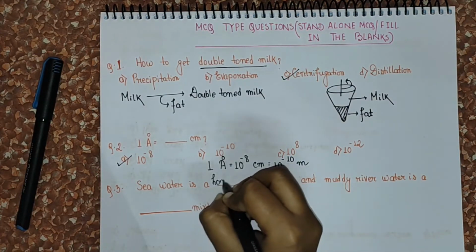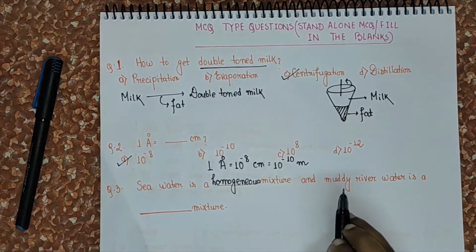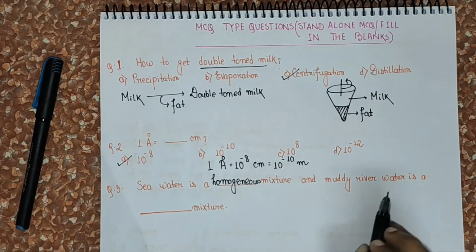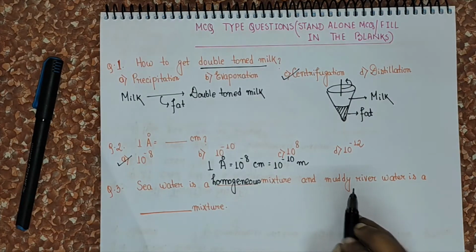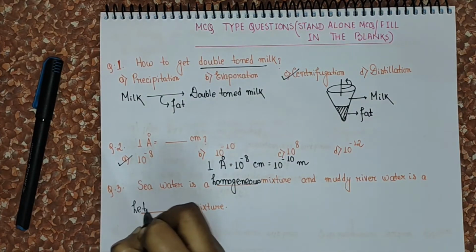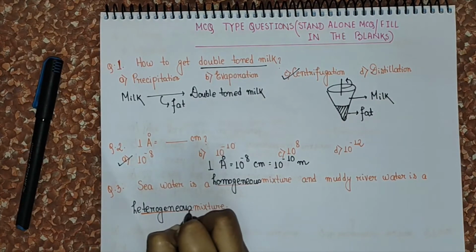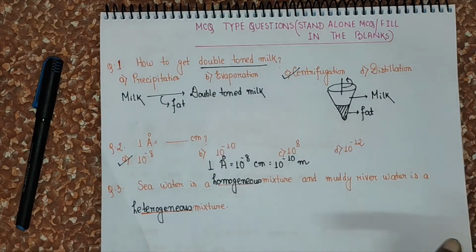So here you will write homogeneous. And what about this muddy river water? These mud particles will not be soluble in water. That is why you can see through your naked eyes that yes, these are the mud particles that are floating, or either they are settling at the bottom of the container. You can separate them clearly. So this will form a heterogeneous mixture because the mud particles will not be soluble in water. So now move to the next question.